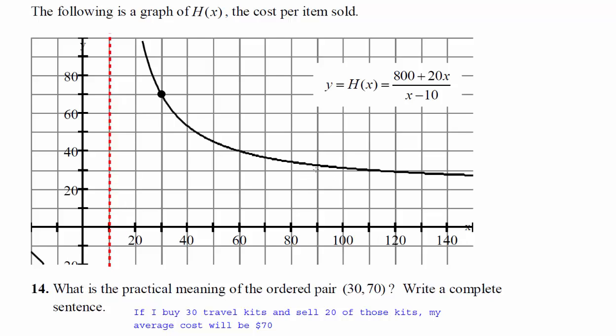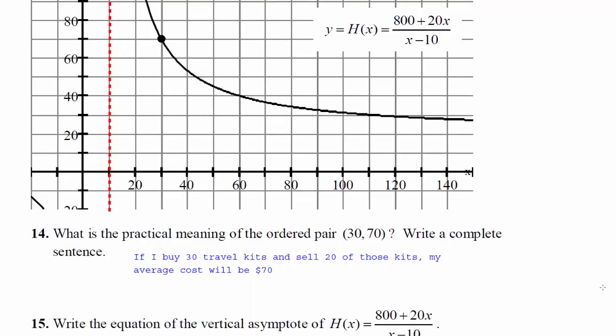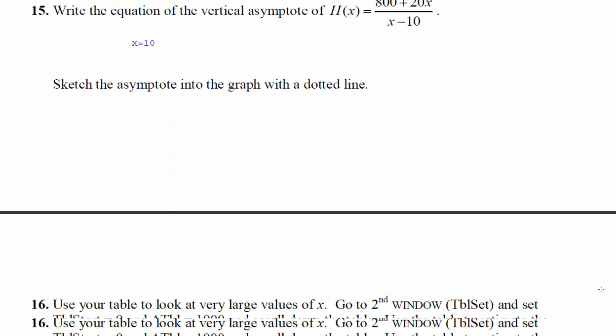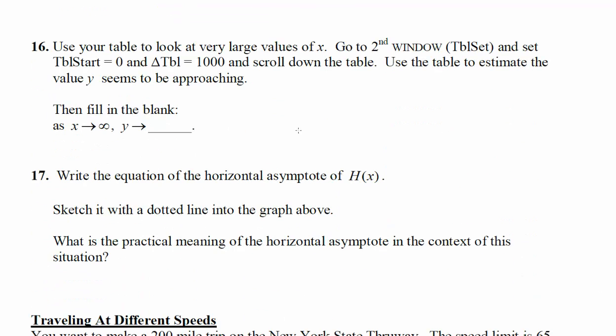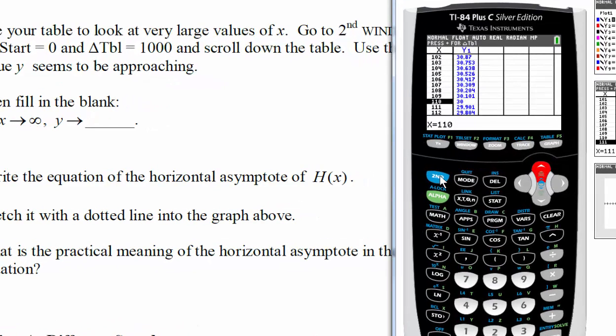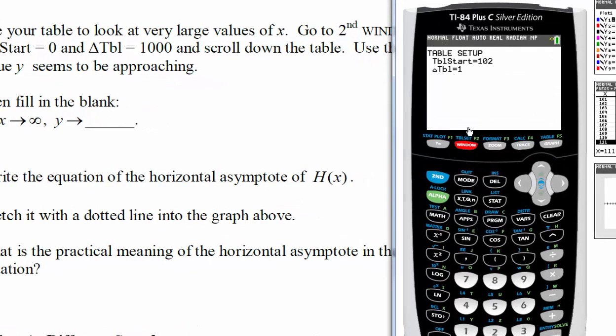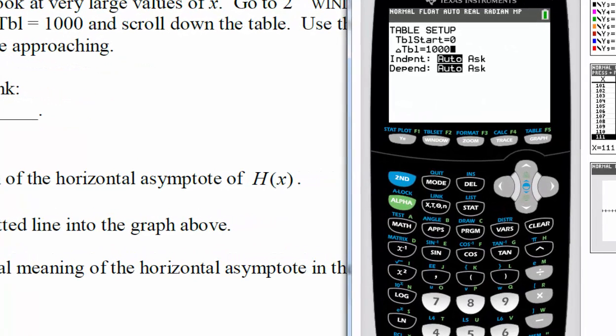And all this means is this curve is never going to touch this dotted line, right? It's an asymptote. We'll get very close to this dotted red line, but we'll never actually touch the dotted red line. Okay. Number 16, it says use your table to look at very large values of x. So I pull up my calculator, and I go to my table set. I'm going to start at 0, and I'm going to count by, as the book says, count by 1,000. Okay, so we can do that.